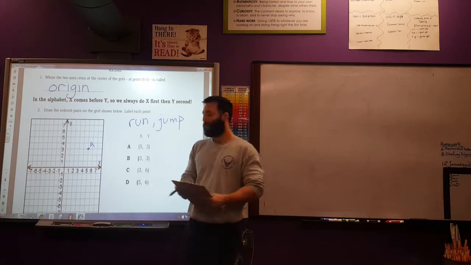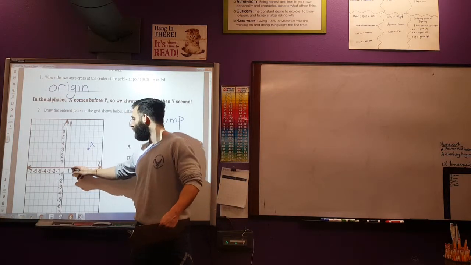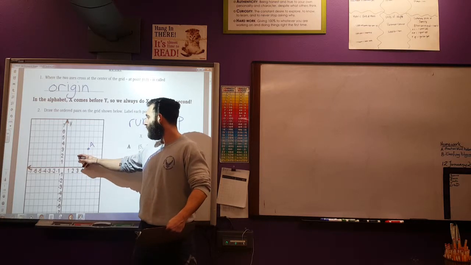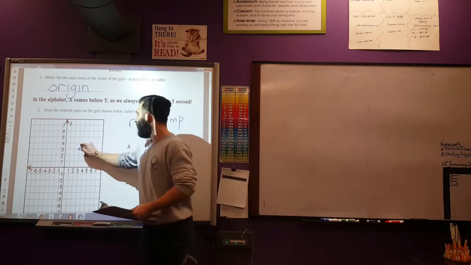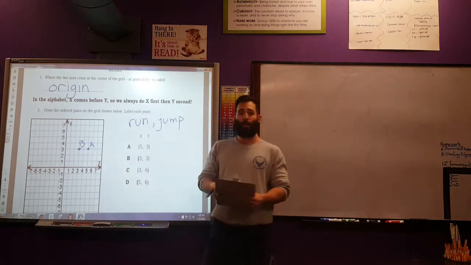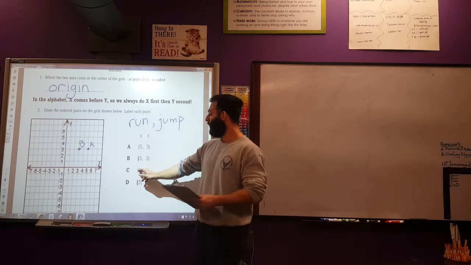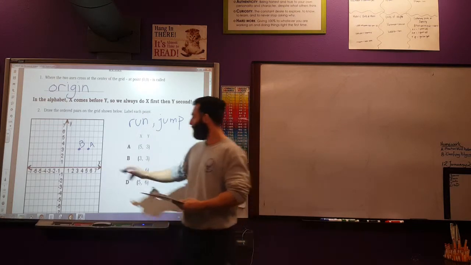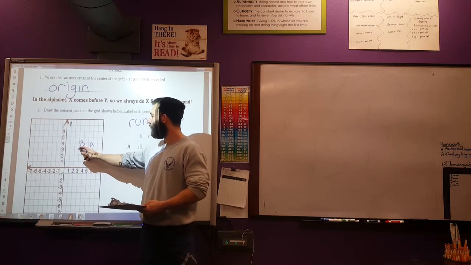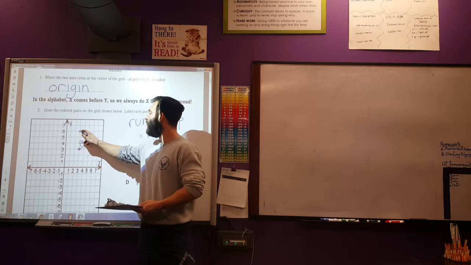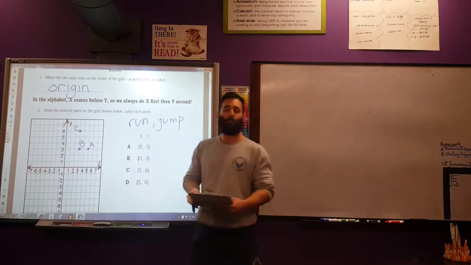Now point B, I'm going to run 3 and then jump 3. So I'm going to run 1, 2, 3, and jump 1, 2, 3. Make my point, and label it with the letter B. Now for letter C, I have 3, 6, which means I'm going to run 3 and then jump 6. So I'm going to run 1, 2, 3 and jump 1, 2, 3, 4, 5, 6. Make my point and label it with the letter C.